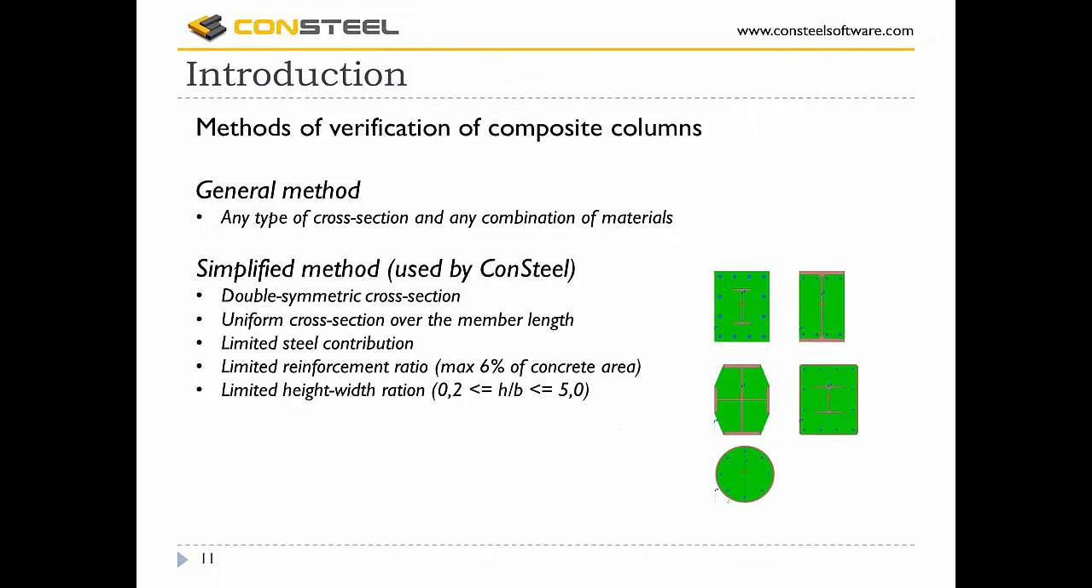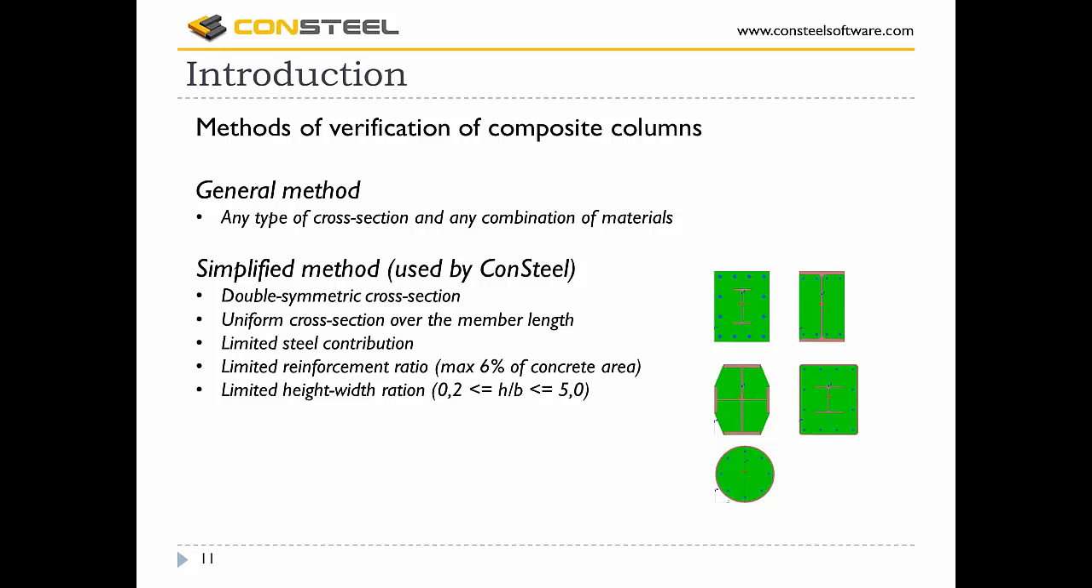Let's see the two different resistance calculation methods. The first one is the general method. This is a complex and complicated solution, but any type of cross-section and any combination of materials can be checked with this method. The second one is the simplified method. This is what ConSteel uses to evaluate the composite columns. The simplified method can be used to evaluate the EuroCode recommended cross-section types, as you can see.